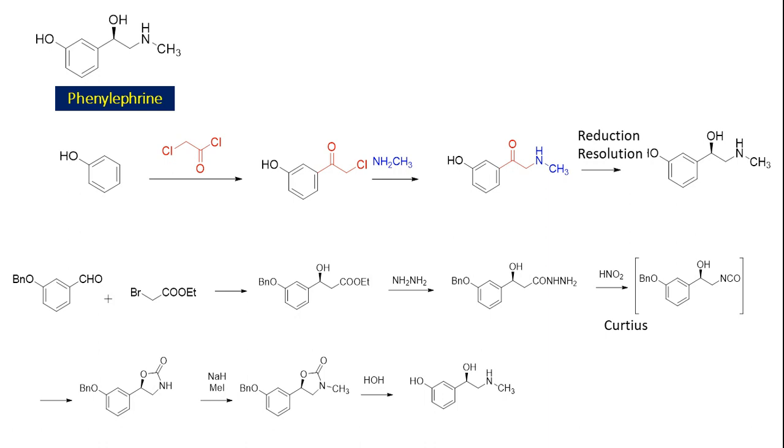Now what we need to do? Hydrolysis. This hydrolytic procedure removes the benzyl group from this one, and this carbamate ring is also opened. So thereby ultimately we get the target compound. Okay, so this is what we call phenylephrine. So friends, this is the way how in industry phenylephrine is synthesized.